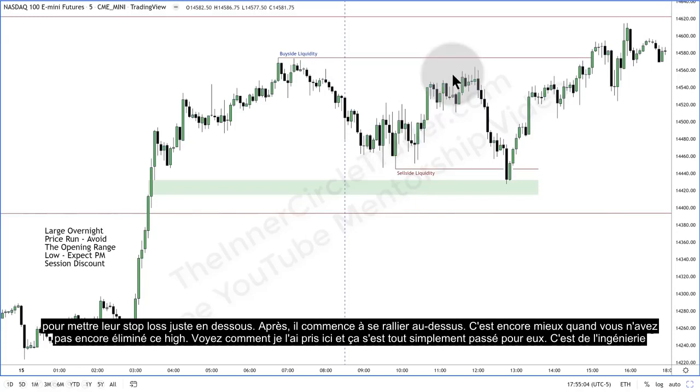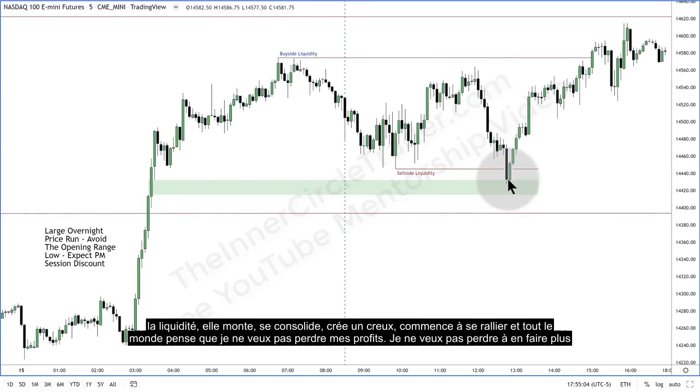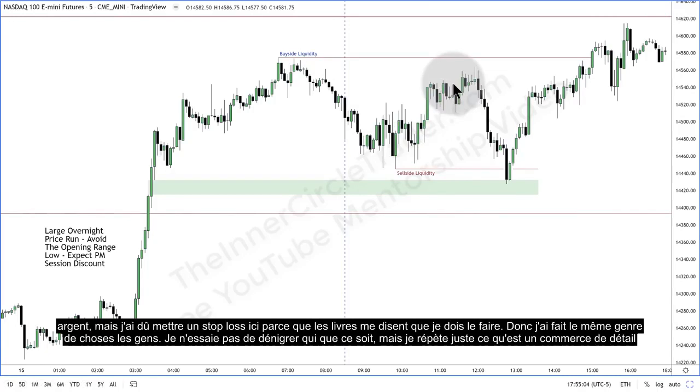It's even better when you don't have this high taken out yet. See how I took it up here? And it just went right down for them. That's engineering liquidity. It runs up, consolidates, creates a low, starts to rally, and everybody's thinking, I don't want to lose my profits, I don't want to lose out on making more money, but I had to put a stop loss right here because the books tell me I have to do that.